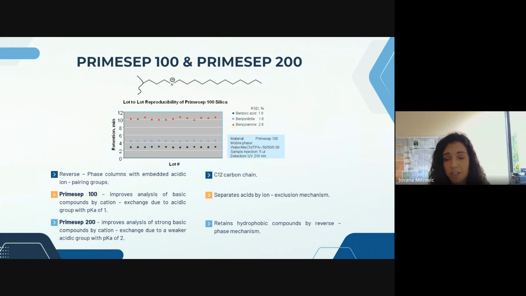PrimeSep 100 contains a very strong acidic group, pKa around 1, ideal for analyzing moderately basic compounds. PrimeSep 200 has a slightly weaker acid, pKa around 2, which works well for analyzing more strongly basic analytes. These columns also retain neutral hydrophobic compounds through reverse phase interaction and separate acids via an ion exclusion mechanism.